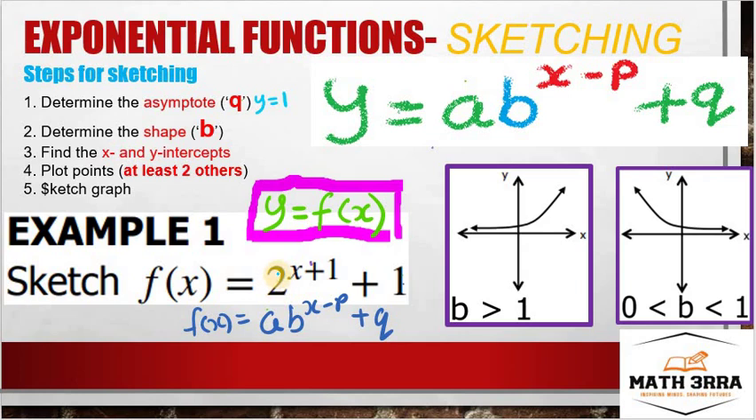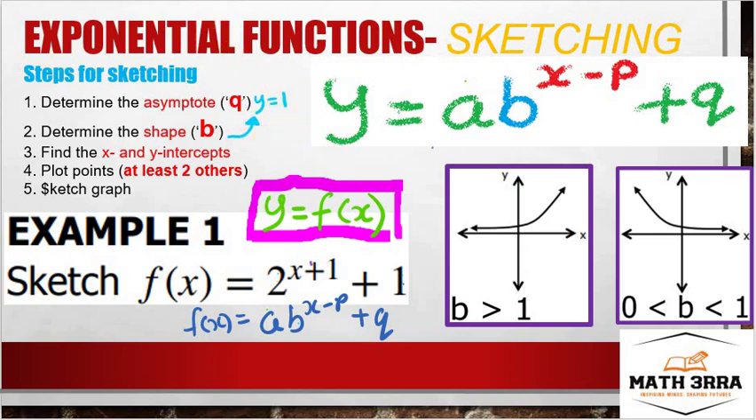And this 2 here represents our b. The b determines the shape according to the second step. When the b is greater than 1, our graph is going to be increasing, like in this situation. That's all we need to know. It's either going to come in this form or this form. So for this scenario, we are going to be sketching a shape that looks like so. We've determined our shape: it is going to be increasing from left to right.